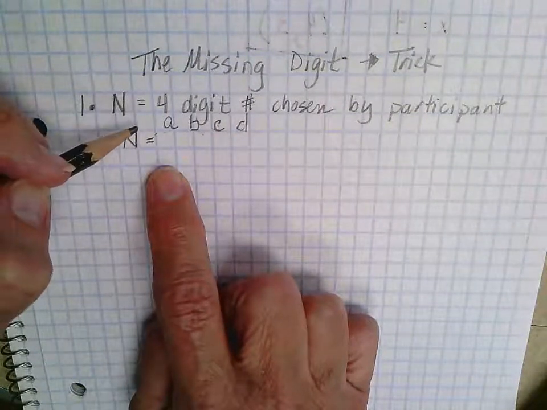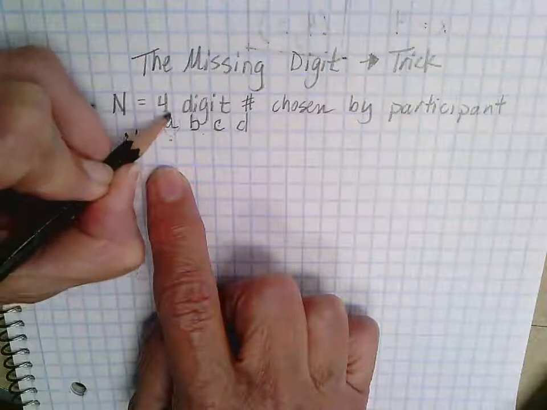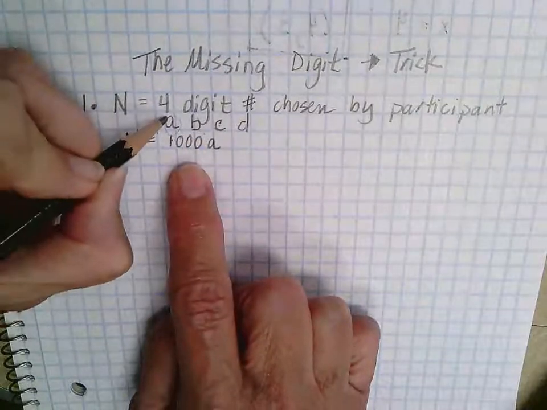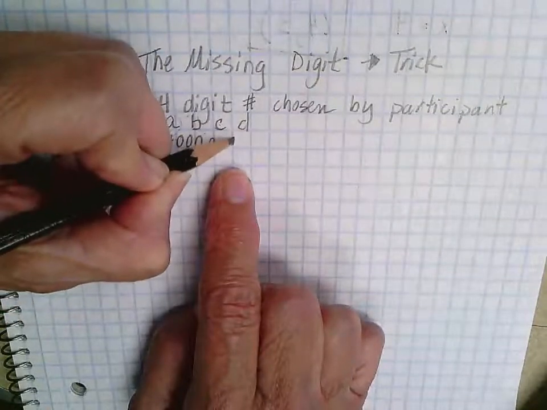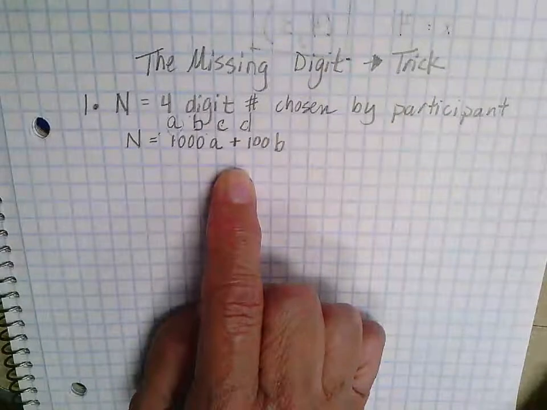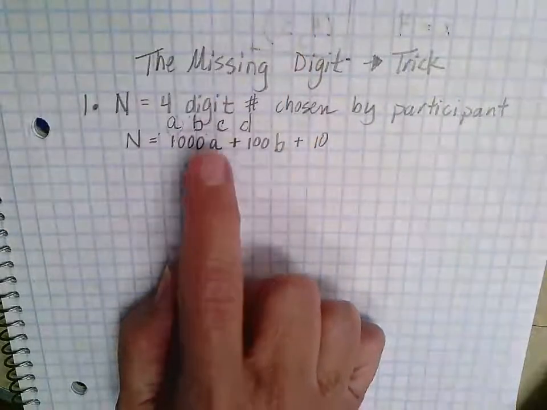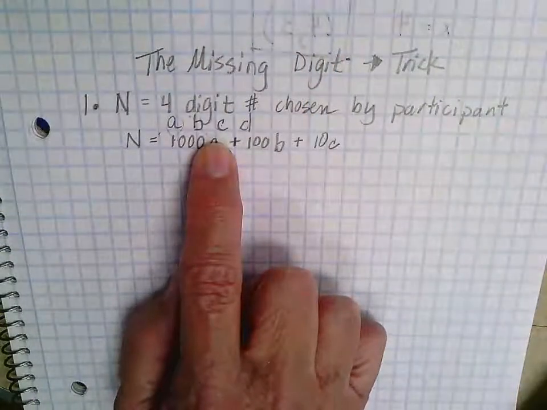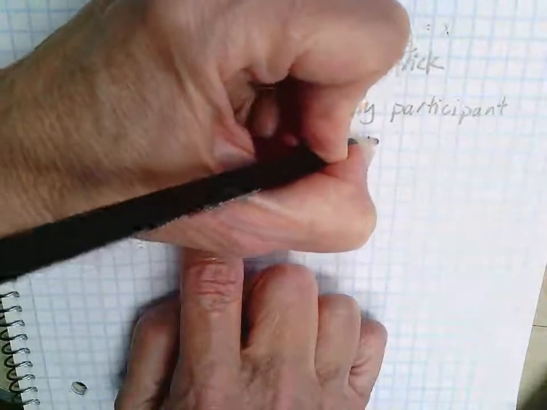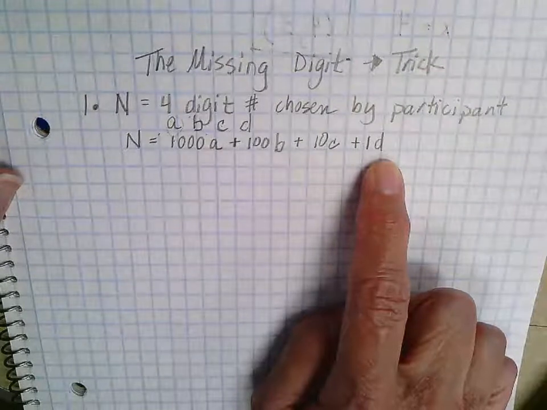When I write this in expanded form, A would be in the thousands place, so I would take 1,000 times A to give me that value. The next place would be 100, so I would take 100 times B. The next place is 10, so I would multiply C times 10. And the next one is D, and I'm going to multiply 1 times D, which would just be D. We could write that just as D if we wanted to.